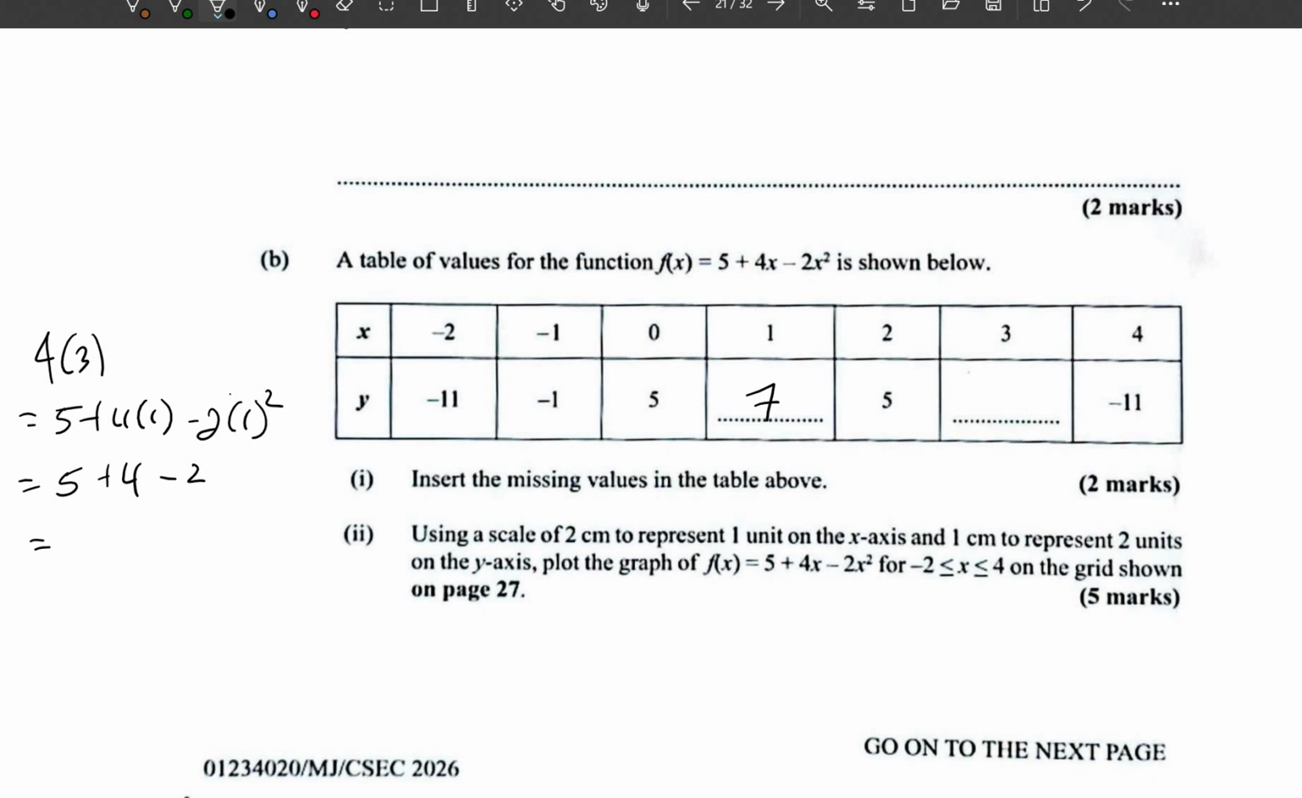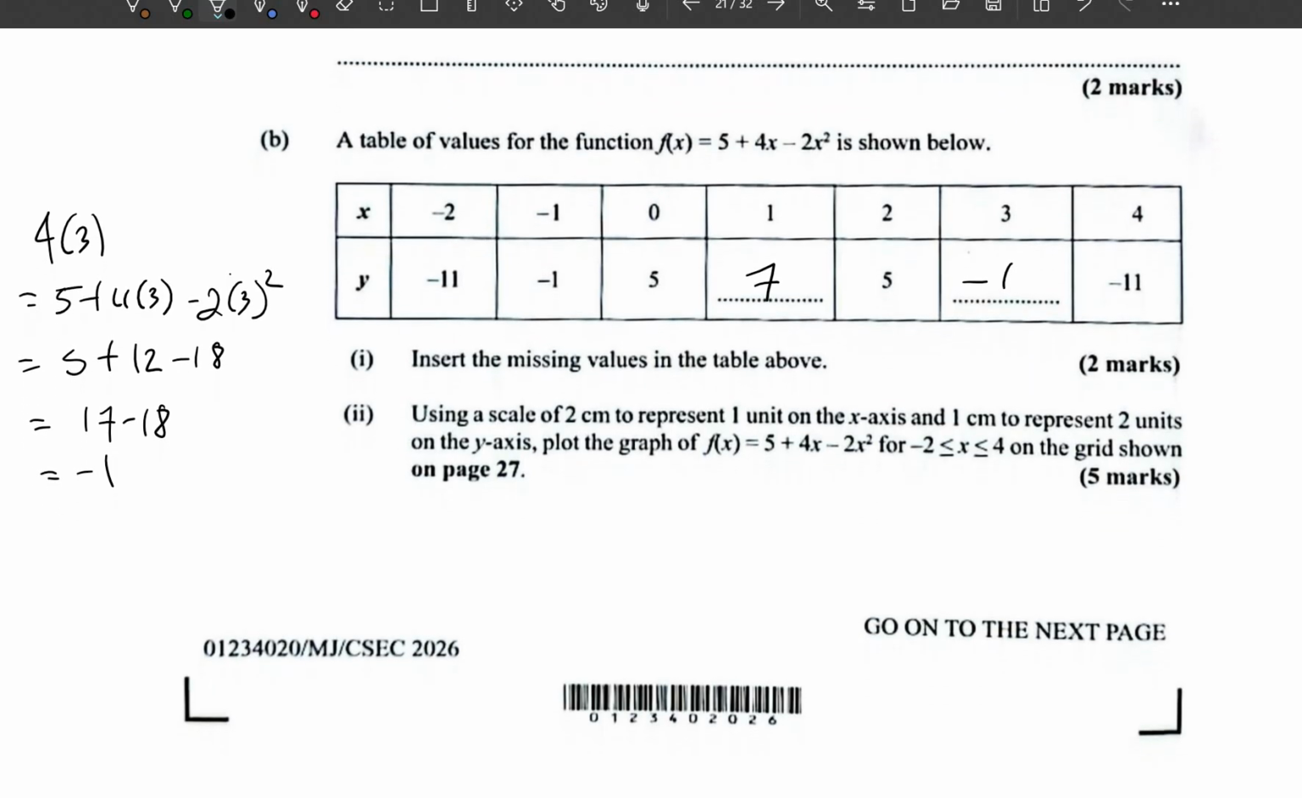Then we want to find f of 3. So that would be 5 plus 12. 3 squared is 9. 9 by minus 2, that's minus 18. So we have 17 minus 18. This is going to be minus 1.